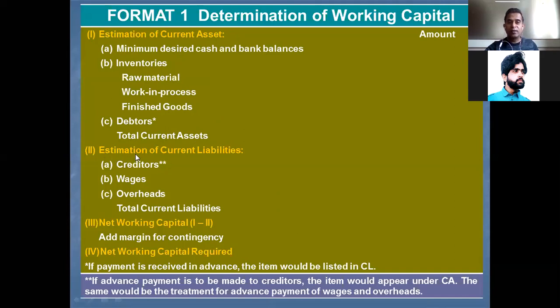Then second, we estimate the current liabilities. Then we total all the current liabilities. Then we can determine the net working capital required by deducting current liabilities from current assets. And if it is asked in the problem, add margin for contingency, you need to add that percentage to arrive at the net working capital required after contingency.